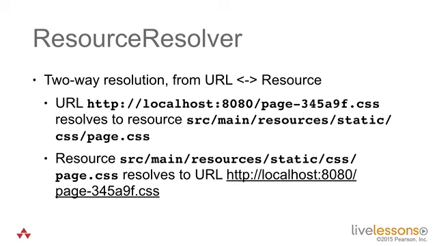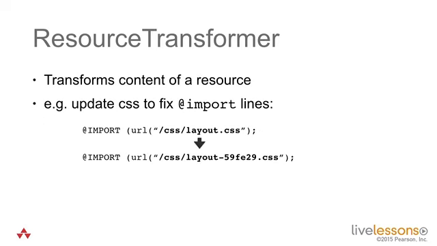What's new, in addition to being able to take a URL and give you a resource, is to go the other way around. So given a particular resource, what is the URL that I should use to serve that? So for instance, src/main/resources/static/css/page.css could resolve to a fingerprinted version of that includes a hash at the end. The resource transformer interface is used to transform the actual content of files.